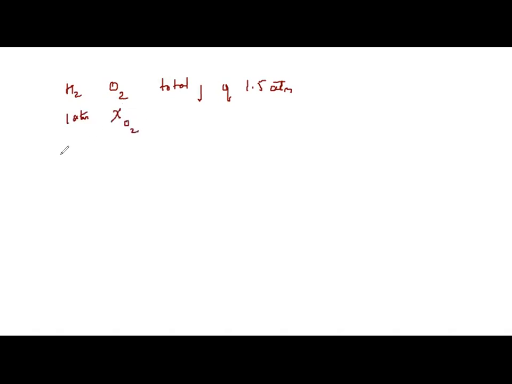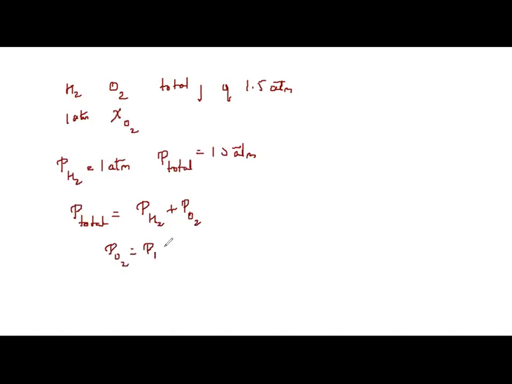See what all is given. Partial pressure of hydrogen gas is given: 1 atmosphere. Total pressure of the mixture is given: 1.5 atmosphere. You apply Dalton's law of partial pressure. P total is equal to the partial pressure of hydrogen plus the partial pressure of oxygen, because these two are the gases. To find the partial pressure of oxygen, it will be total pressure minus partial pressure of hydrogen. So 1.5 minus 1 comes out to 0.5.